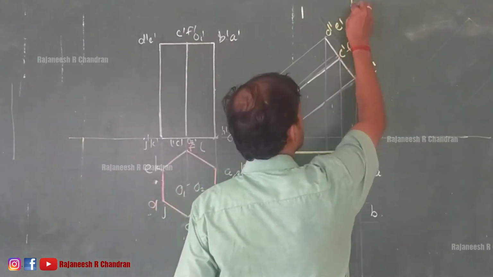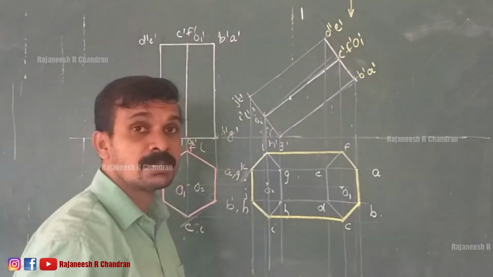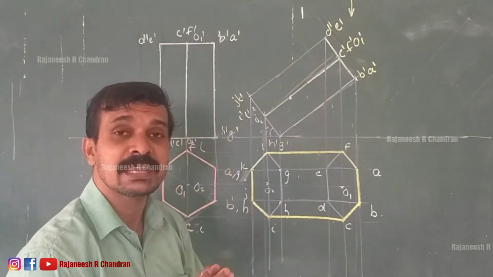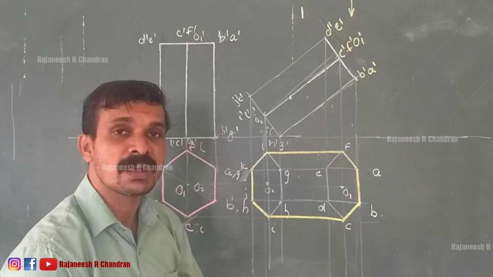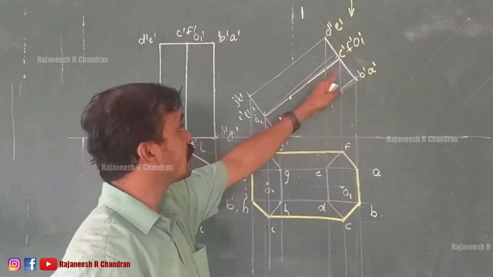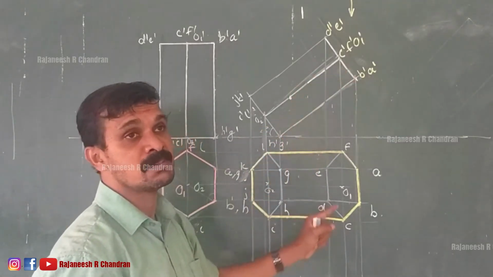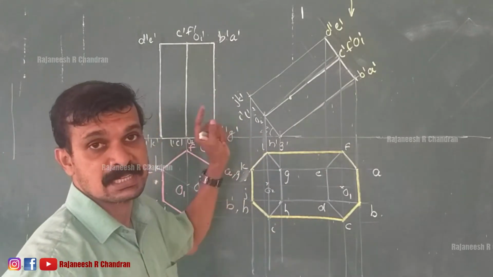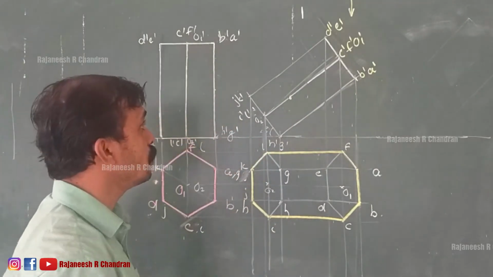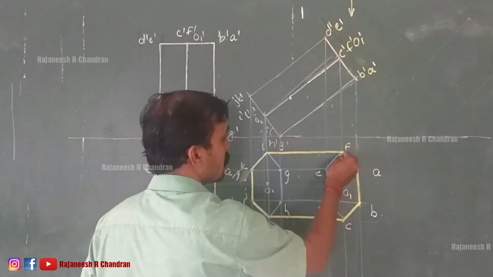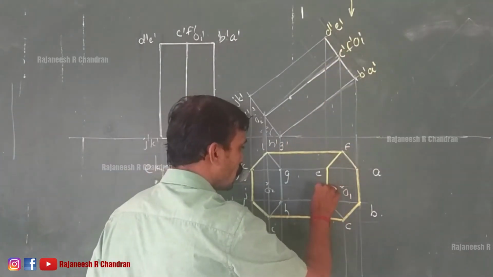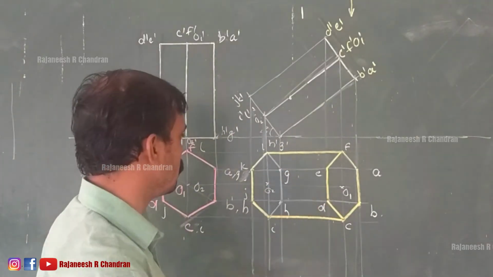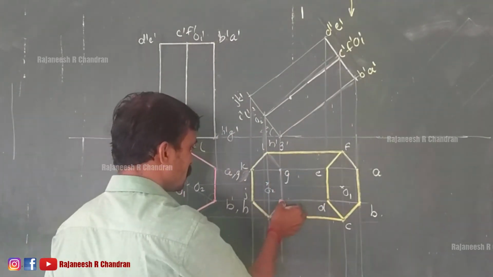Now we are observing what is the condition. When we are observing from that point, the nearer base will be visible and the farther base will be invisible. Here the nearer base is ABCDEF, so that will be visible, and the farther base is GHIJKL, so that will be invisible. So since this is nearer, that will be visible. So all the parts belonging to ABCDEF will become visible and this will become invisible.